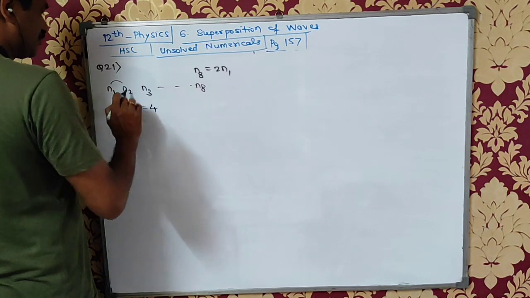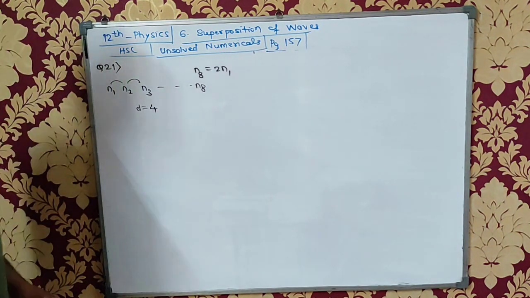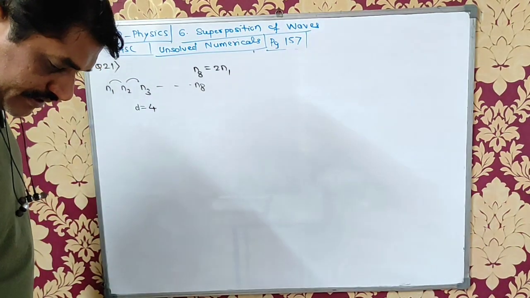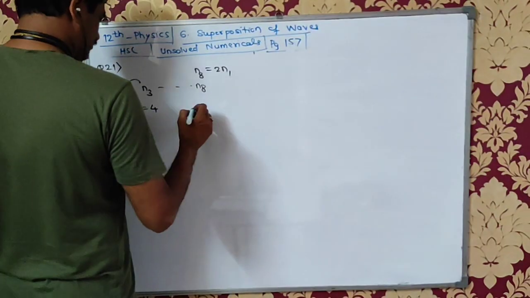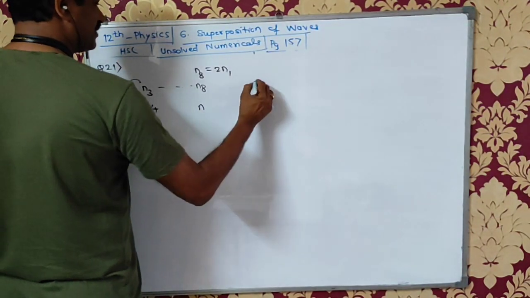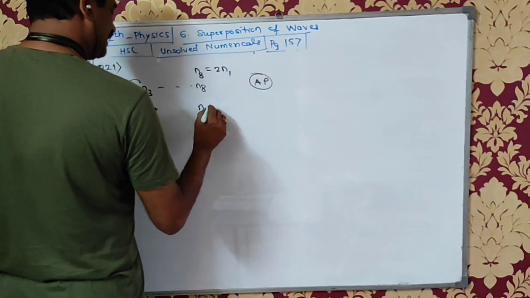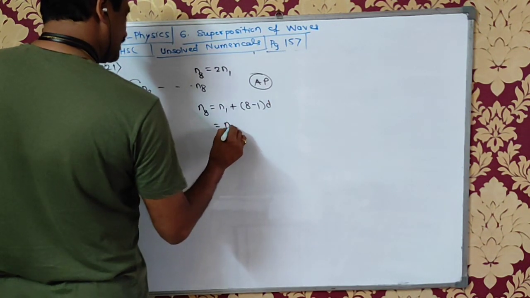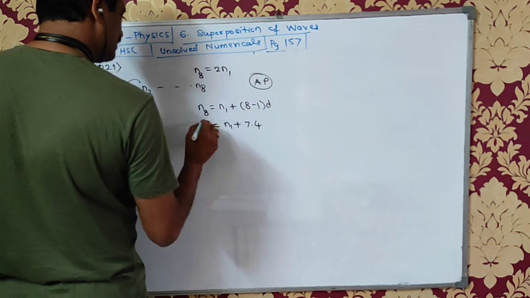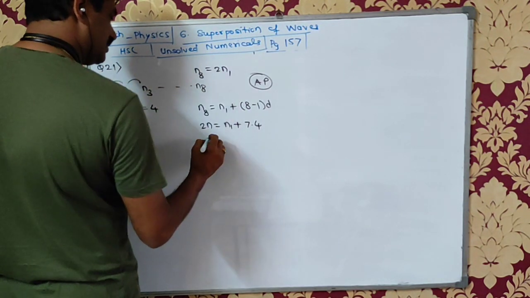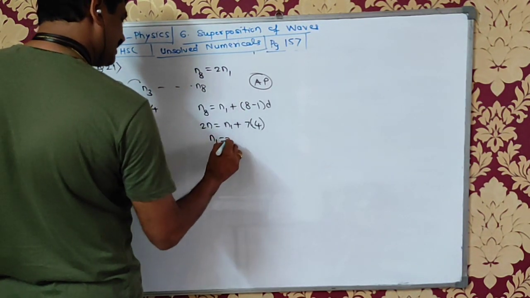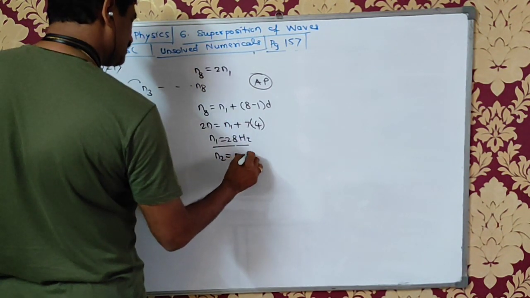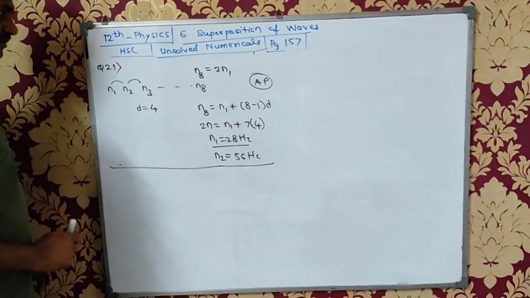इन दोनों का difference है 4. इन दोनों का difference 4. So we call this a common difference. ठीक है? So they are asking to calculate the frequencies of the first and the last. Well, N8. This is the arithmetic progression. So N8 is N1 plus 8 minus 1 times D, which is N1 plus 7 times D, D is 4, and N8 is 2 times N1. So N1 is 28 hertz and therefore N8 is 28 का double, 56 hertz. That's the answer. I mean that's so simple.